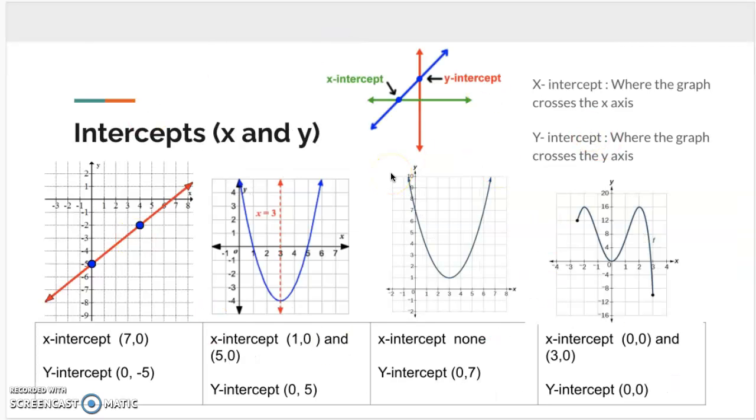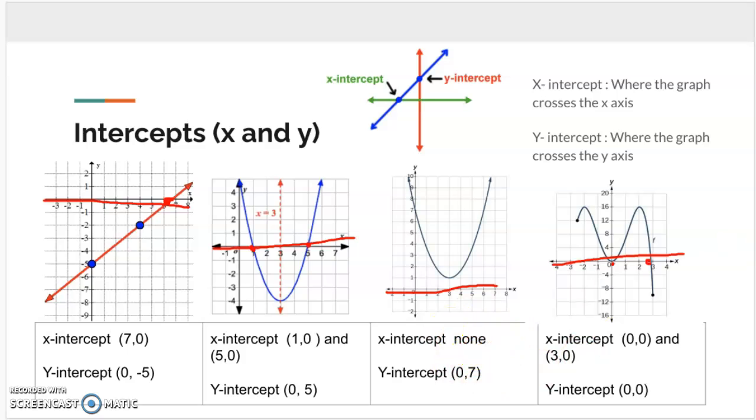Our next thing is x and y intercepts. An x-intercept is where it's going to cross the x-axis. So where is it hitting the x value? So here's my x. It's only hitting in this one spot. Here's my x. It is hitting in 2 different spots. Here's my x. It's not hitting it at all. Here's my x. It's hitting it at 2 separate spots. That last line was a little off. So notice each of these is 1 point, 2 points, or none.